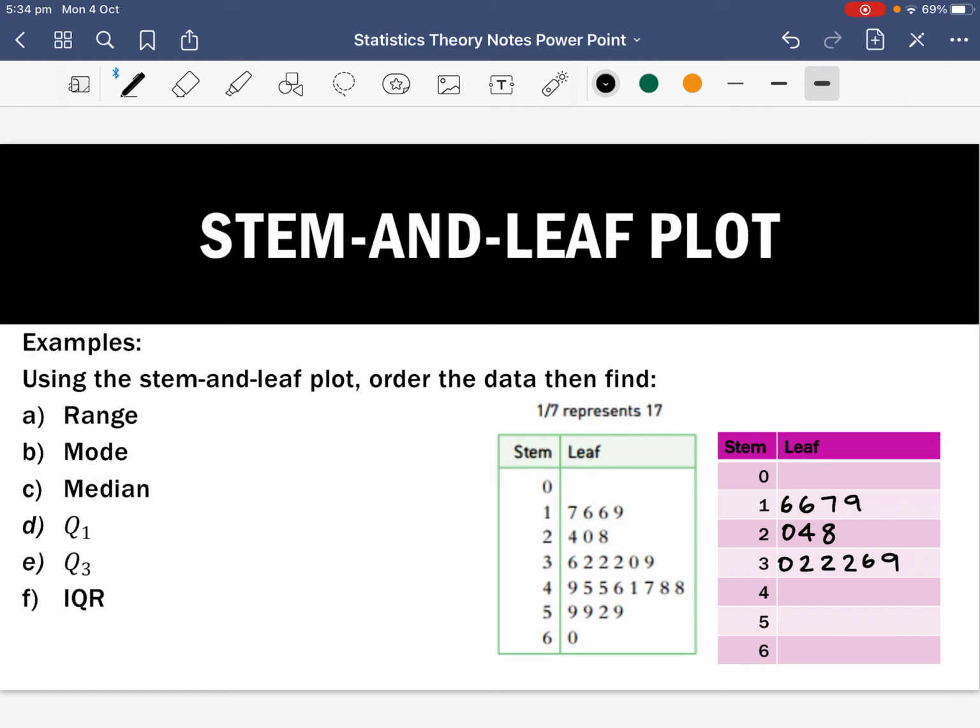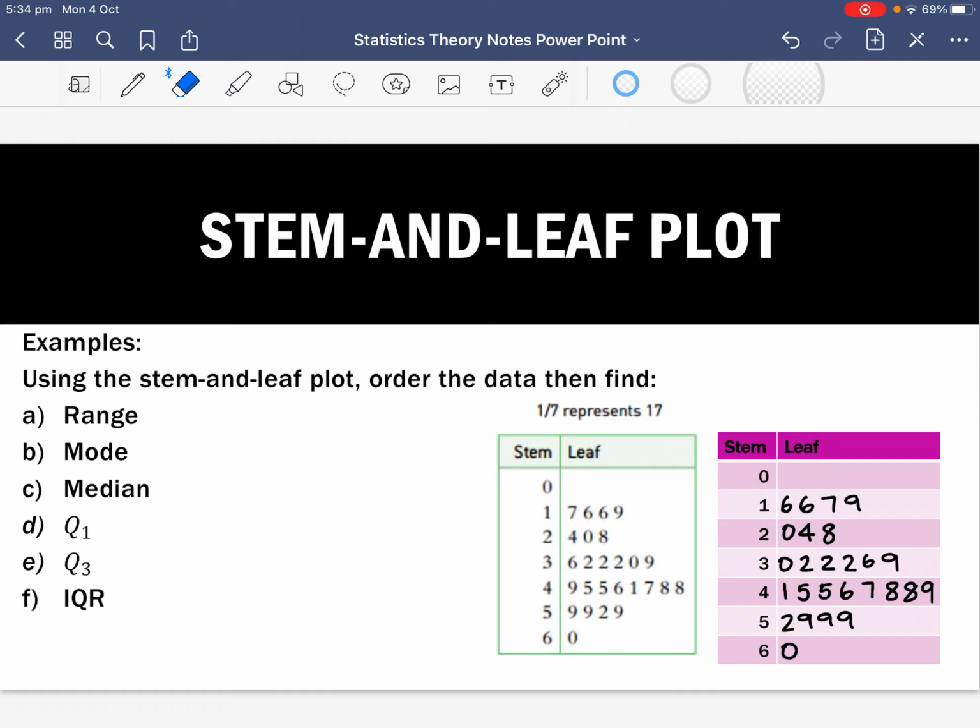Then for our stem of 4, we rewrite that in order so that it's 1, 5, 5, 6, 7, 8, 8, 9. And then our stem of 5 would be reordered to be 2, 9, 9, 9. And our stem of 6 has a leaf of 0.